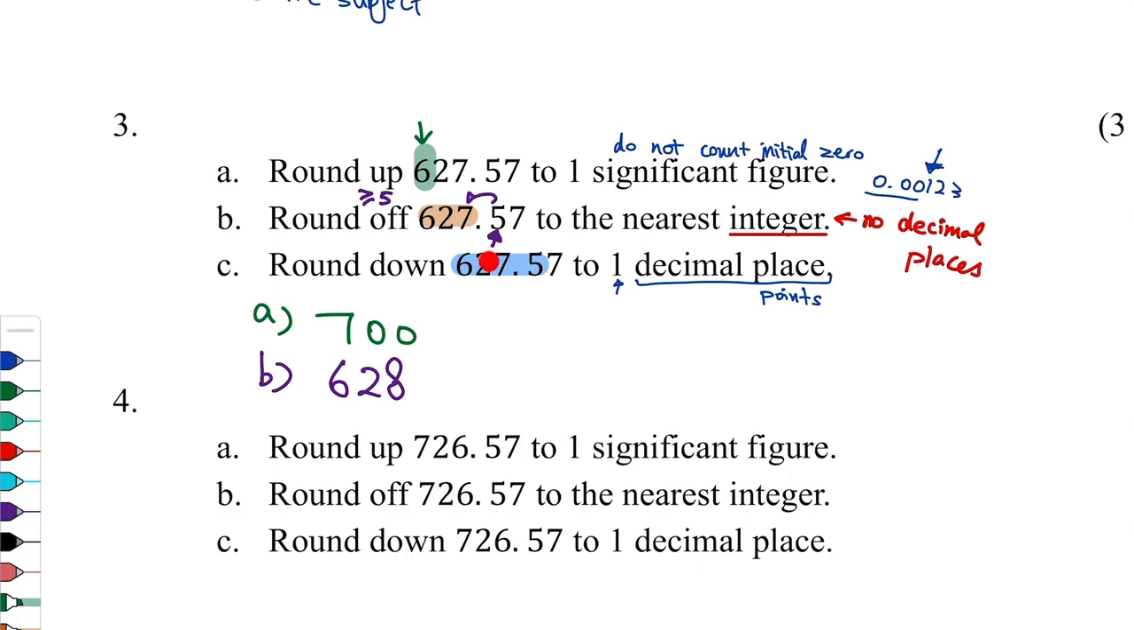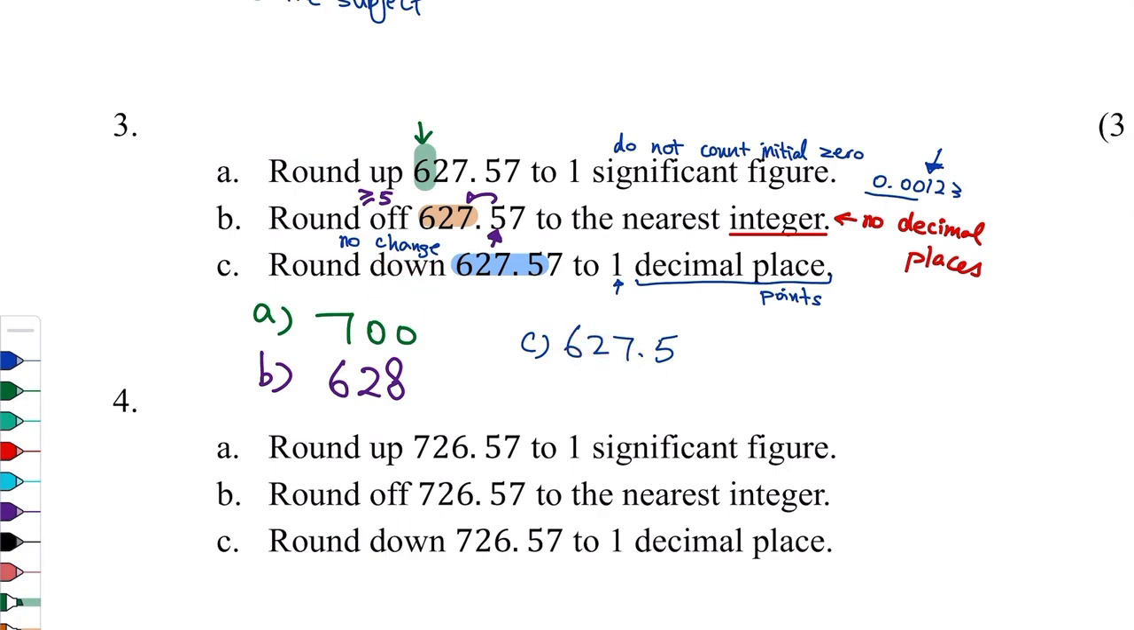And what do I do with these numbers? I have to round down. Round down means no change at all. So whatever number that you chose, just put it that. So 627.5. If it was a round off, I will have to see the next number and then give the value to it. But since it's a round down, so no change at all.